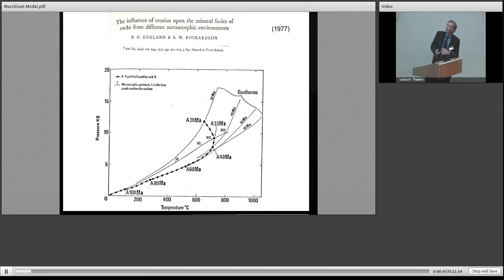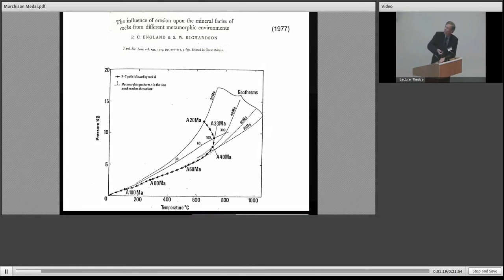Well, as I mentioned earlier, it all really began with this paper here, published by the Geological Society of London, Phil England and Steve Richardson, actually building on an idea of Ron Oxburgh's. At this point in time, if you remember, we had thermal models for subducting plates, but these were all steady state models, and the true insight here was that a thrusting event would be essentially instantaneous from the point of view of the thermal structure of the crust.